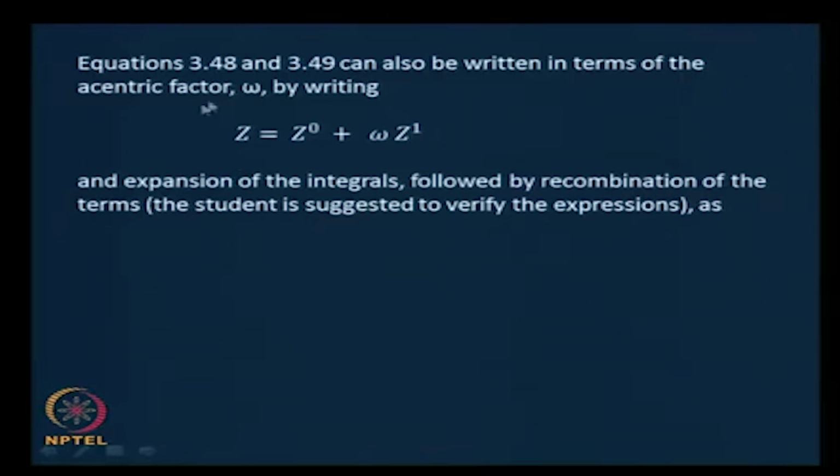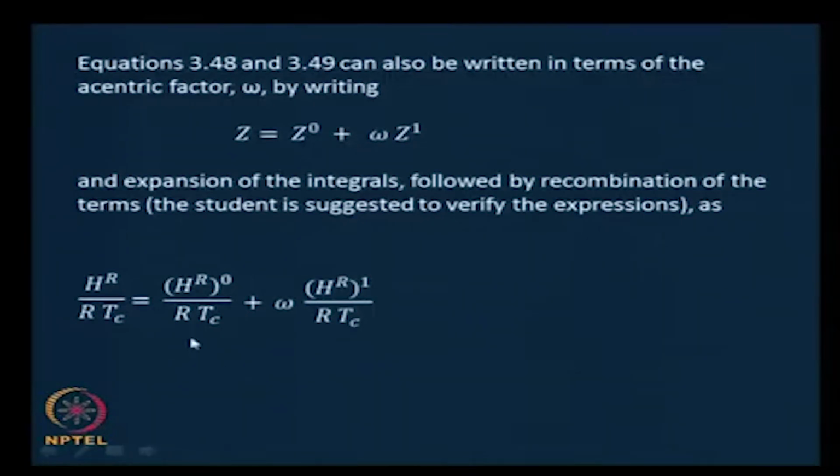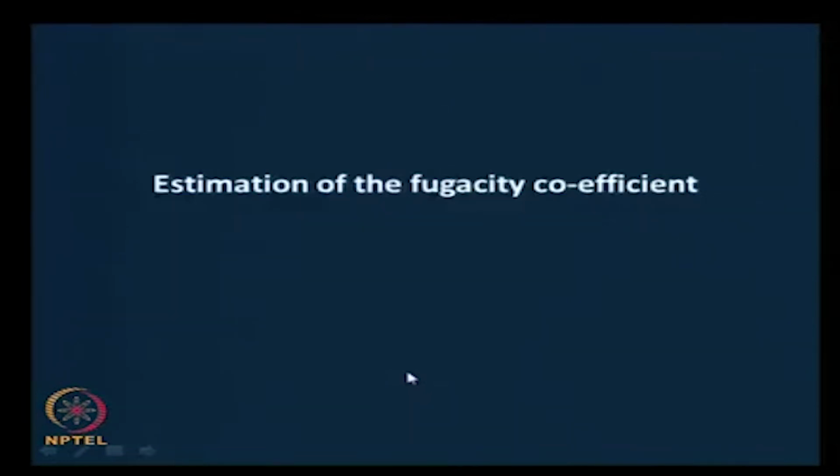And you could use this same formulation to make it more useful in a practical context. Also, HR by RTc is HR naught by RTc plus omega times HR1 by RTc. You have HR naught by RTc and HR1 by RTc values tabulated. That is what makes it easier to use, especially since these tabulations are available in your textbook itself.